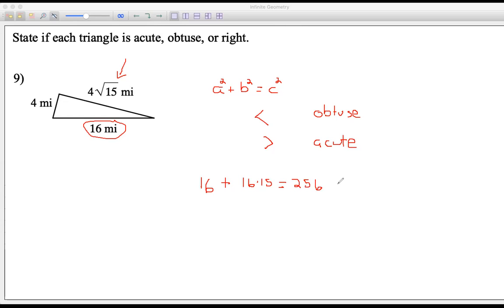Okay. All right. Now it's just a little bit of math. What's 16 times 15 plus 16? 256. So we get 256 equals 256. So what kind of triangle is it? It is a right triangle. So once again, you're going to do this math. Either the left side is going to equal the right side or it's not going to equal. When it doesn't equal, if the side with c is bigger, that makes it obtuse. If c is smaller, that makes it acute.